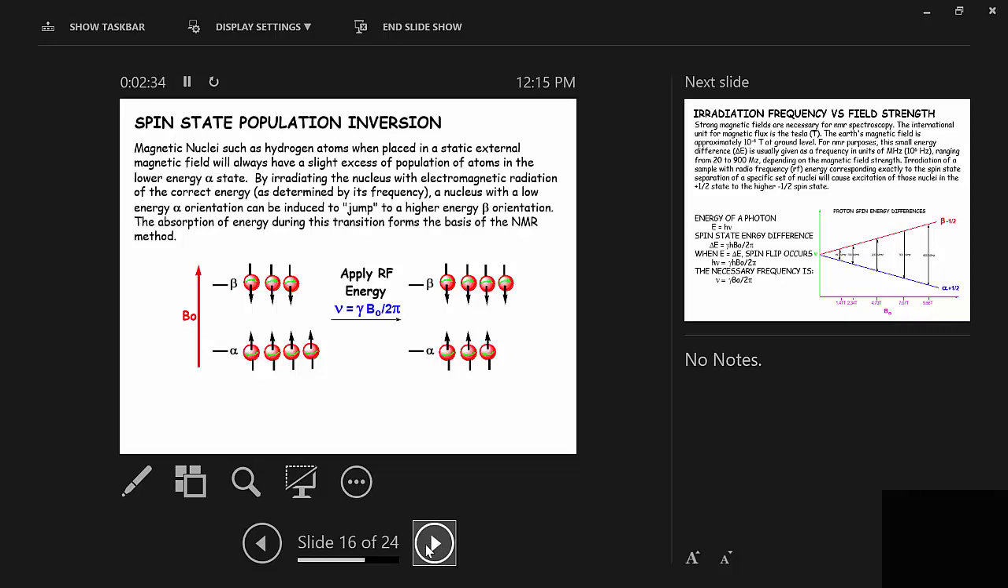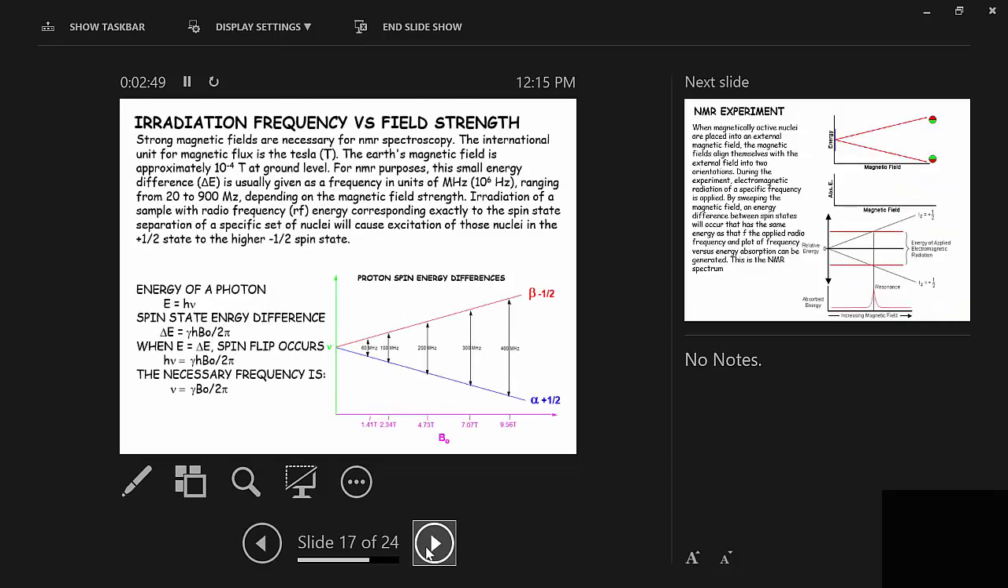Hit it with RF. RF is radio frequency. Hit it with RF, boom, flip some spins. Measure the absorption of radio waves. And then you get the energy spectrum for that. Depends on how much money you have. These are about the frequency of energy that it takes to flip the spin.